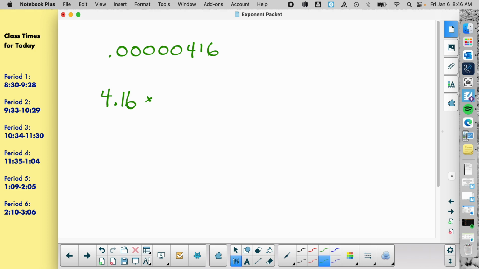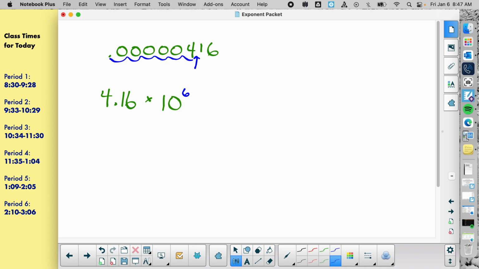And now I have to figure out how many places I move the decimal. So if I make it 4.16, that means I'm putting the decimal right there. How many places do I have to move it to get to there? 2, 3, 4, 5, 6. Good. So is that right?